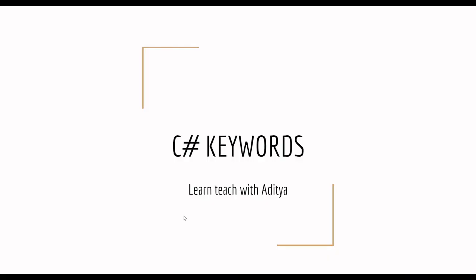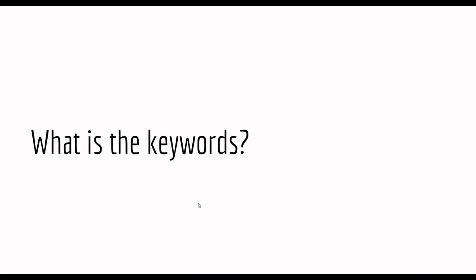The first thing that should come to mind after hearing "keywords" is: what are those? Basically, keywords are reserved words that have a special meaning for the C# compiler, and that's why they're called keywords. You cannot use those keywords as an identifier for a variable, class, interface, method, etc. We're going to see them in detail.